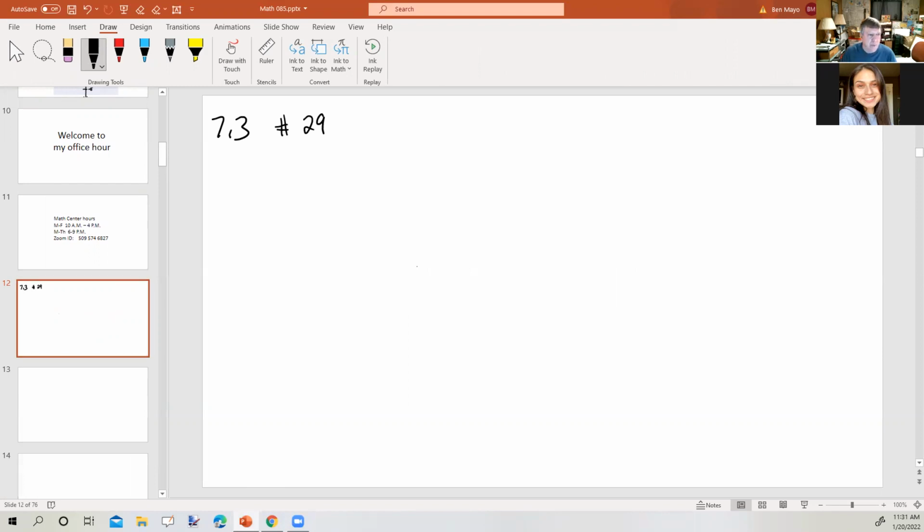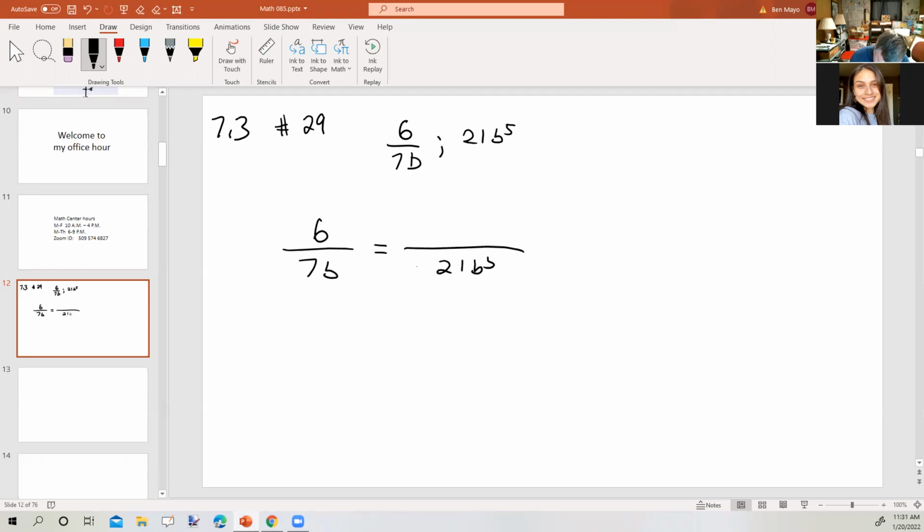It says, build the following rational expression into an equivalent expression with a given denominator. So the original rational expression is 6 over 7b, and the given new denominator is 21b to the 5th. So basically we need to go from here to here.